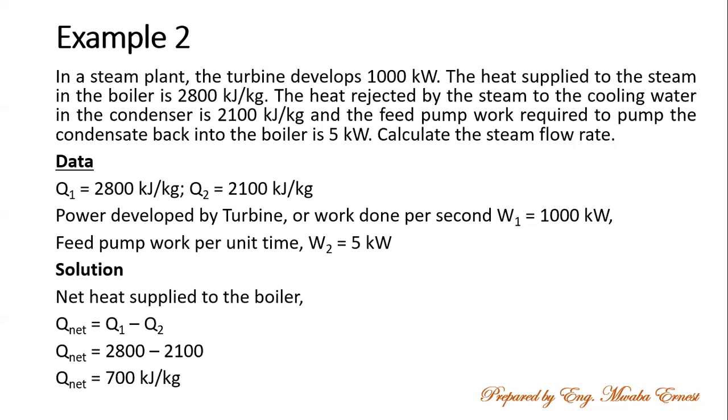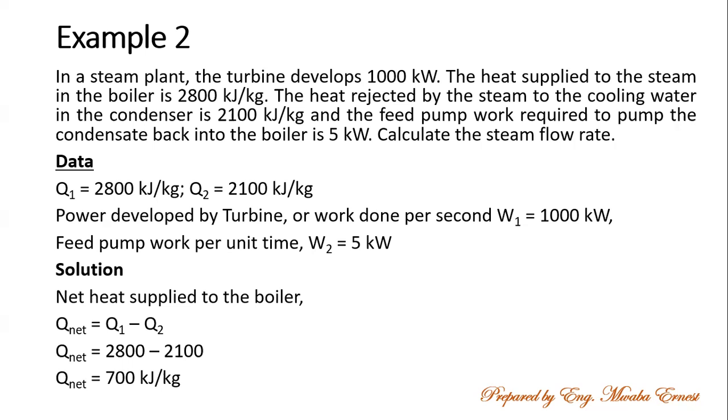Let me go through this again. We're saying that the heat in the turbine is 2,800. So this is what has been supplied to the turbine. Then how much has it rejected? It has rejected 2,100. Can we account for the loss? What about the difference? Where has it gone?